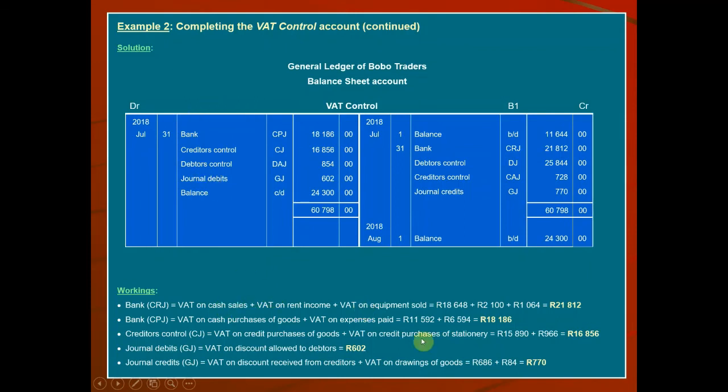So also in brackets you would indicate 11,592 plus 6,954 because we had VAT on cash purchases of goods as well as VAT on certain expenses we paid. So there it's not a one-to-one relation. You will have to add some things in brackets if you are given the transactions instead of the journals. That's the main point of contention I wanted to point out.